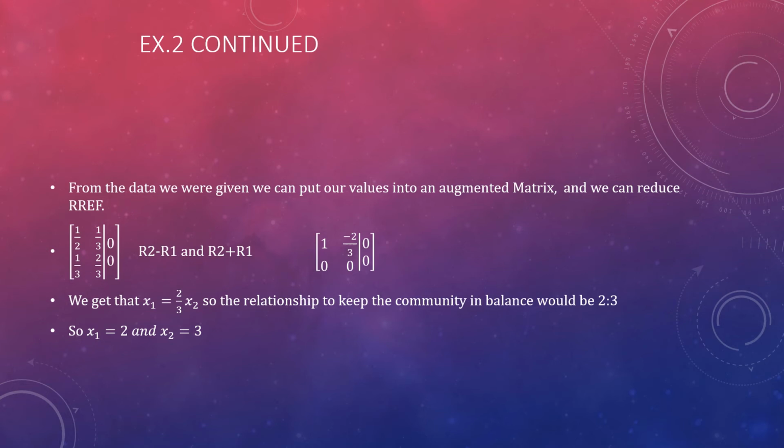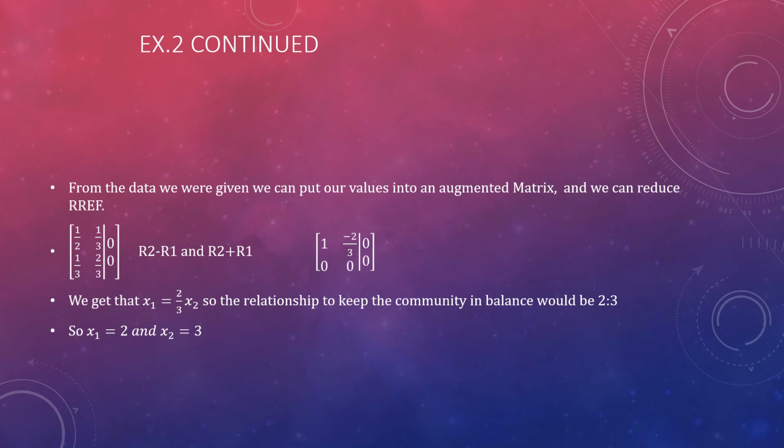And what I did was 2 operations at once. So I did row 2 minus row 1, and then I did R2 plus row 1 to simplify down to 1 and negative 2/3 on the top row, and then I have a free row on the bottom.